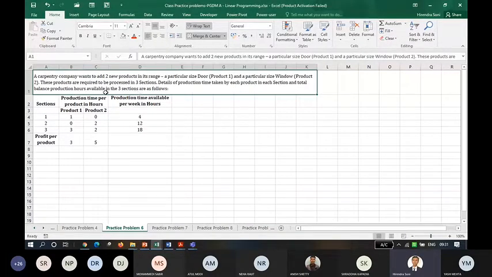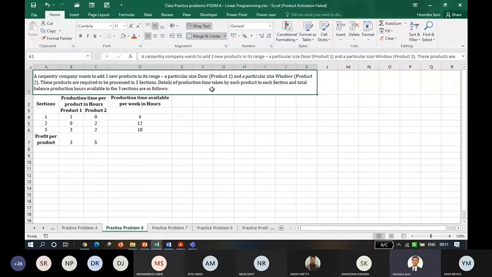Let me just go through it. A carpentry company wants to add 2 new products in its range, a particular size door, which is named as product 1, and a particular size window, which is product 2. These products are required to be processed in 3 sections. So section 1, 2, 3.